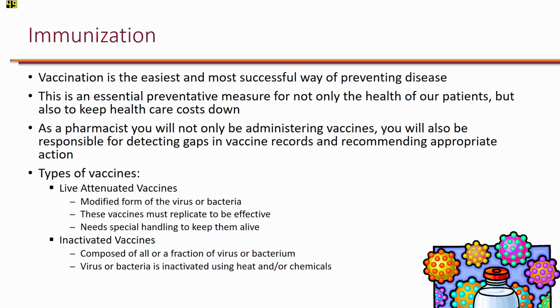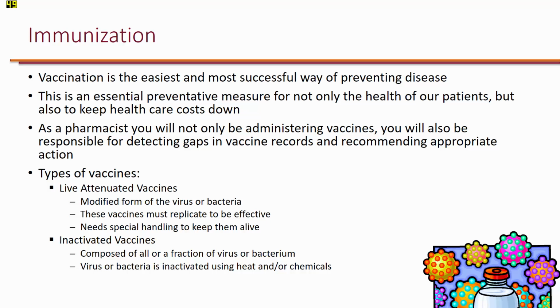Vaccination is the easiest and most successful way of preventing disease. This is an essential preventative measure for not only the health of our patients, but also to keep healthcare costs down. As a pharmacist, you will not only be administering vaccines, you will also be responsible for detecting gaps in vaccine records and recommending appropriate action.